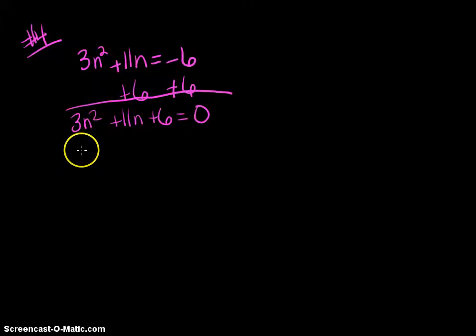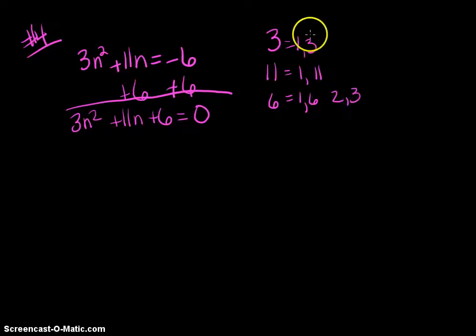Okay? And so then you ask yourself, are there any common factors other than 1? So let's do 3. The factors of 3 are just 1 and 3. And 11 is 1 and 11. And 6, we have 1 and 6, and 2 and 3. So all three have 1 in common. We have 3 and 3 here, and 2, but no 2s, and 11. So the only common factor that we have is 1, and n squared and n and no n, so we don't have to worry about a variable.